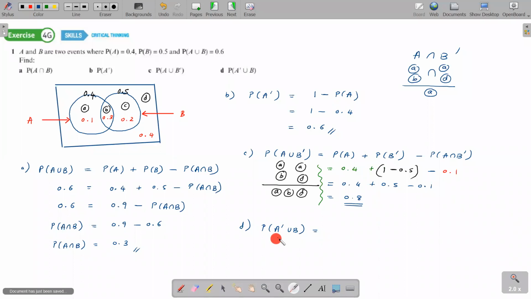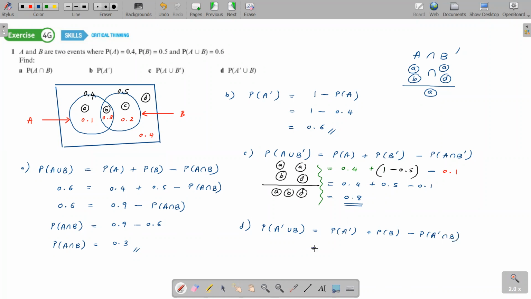All right, so A dash union B, you can again use the previous rule. I just want to get you practice with the multiplication and the addition rule. So the addition rule is probability of A dash union B. Now instead of A, use A dash: plus probability of B minus probability of A dash intersection B.